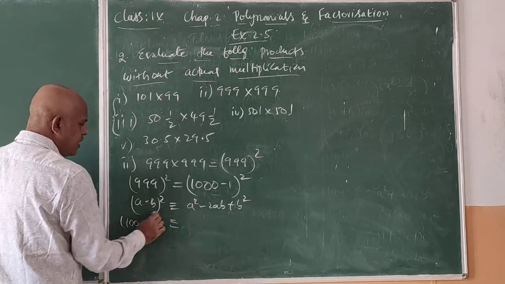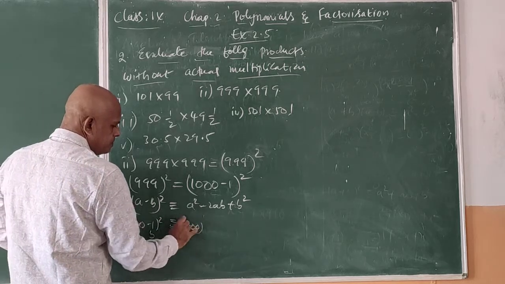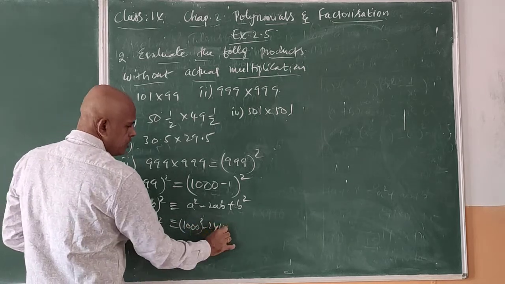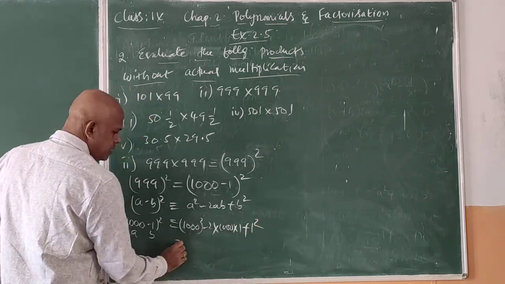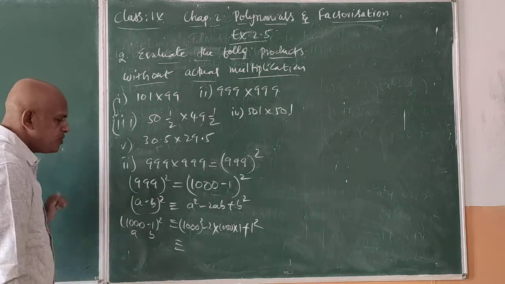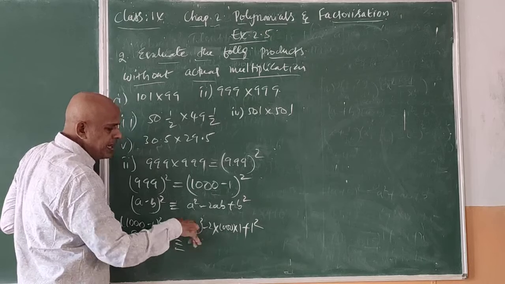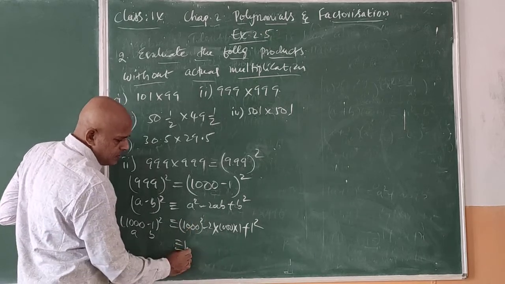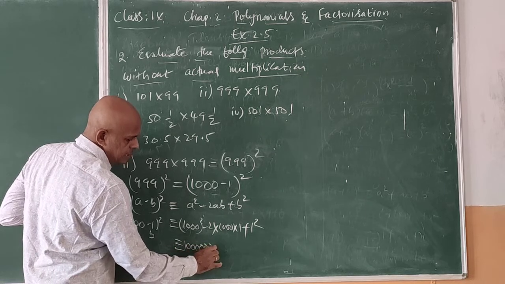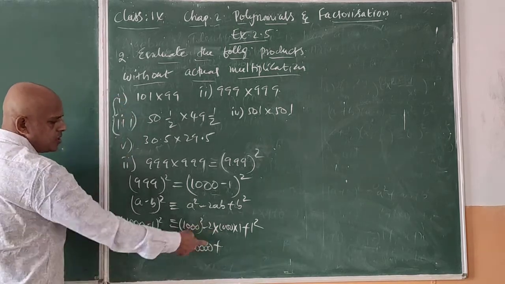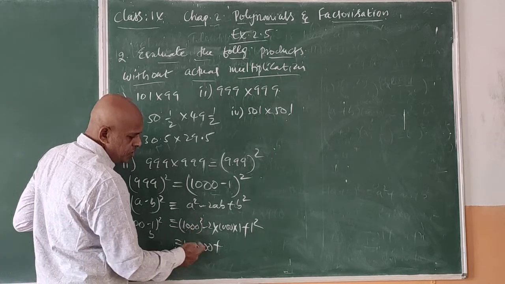which is equivalent to a square minus 2ab plus b square. This is a and this is b. First term square, 1000 square, minus 2 into a, 1000, into b, 1, plus b square, 1 square. We should be very careful here. 1000 square: 3 zeros means, on squaring, 6 zeros. 1 followed by 6 zeros: 1, 2, 3, 4, 5, 6. Plus 1 square is 1, and 3 zeros means double it, so 6 zeros.